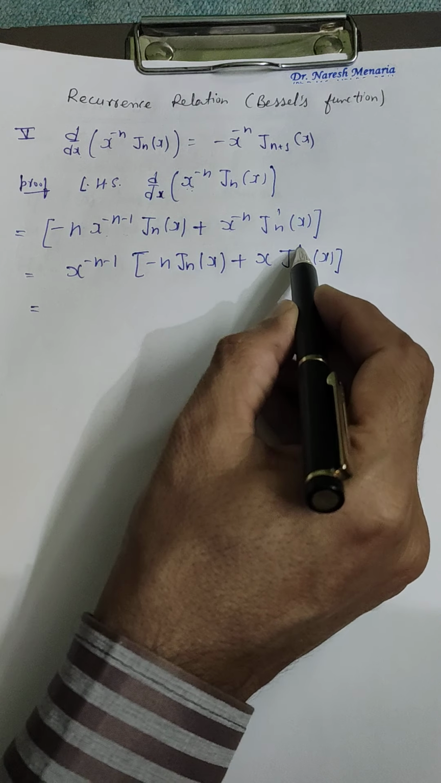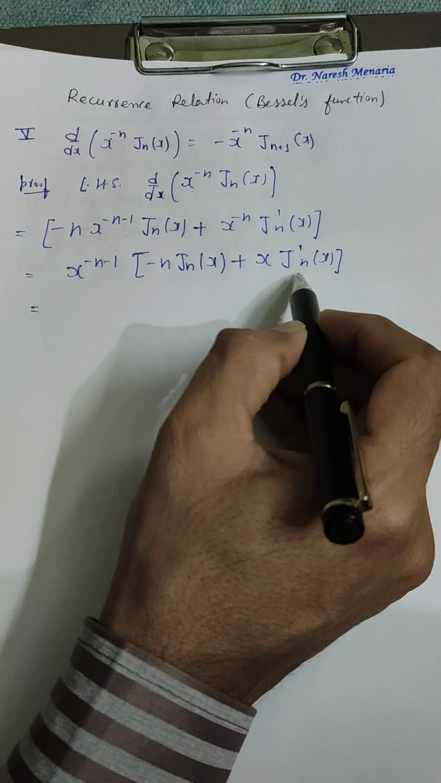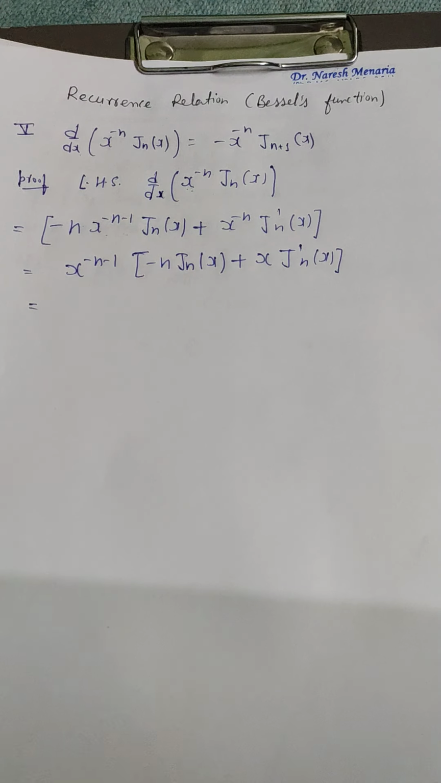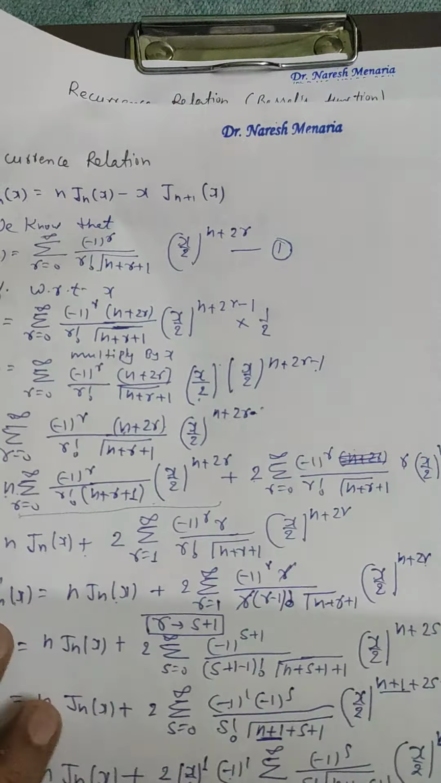here x J dash n(x) is the first recurrence relation, which we have proved in our earlier classes. This is the first recurrence relation. See the result, x J dash n(x). So I put this value in our recurrence relation question.